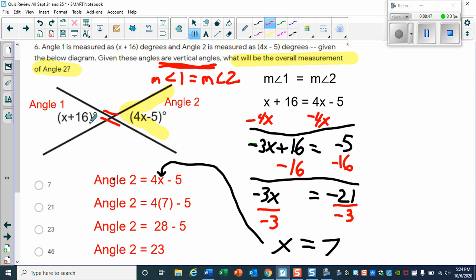Vertical angles, angle 1 equals angle 2. Well, the measurements are congruent. So the measurements are equal. The angles are congruent. Measurements are equal. So since angle 1 and angle 2 are vertical, you set their measurements equal to each other. And now you're going to solve for x.